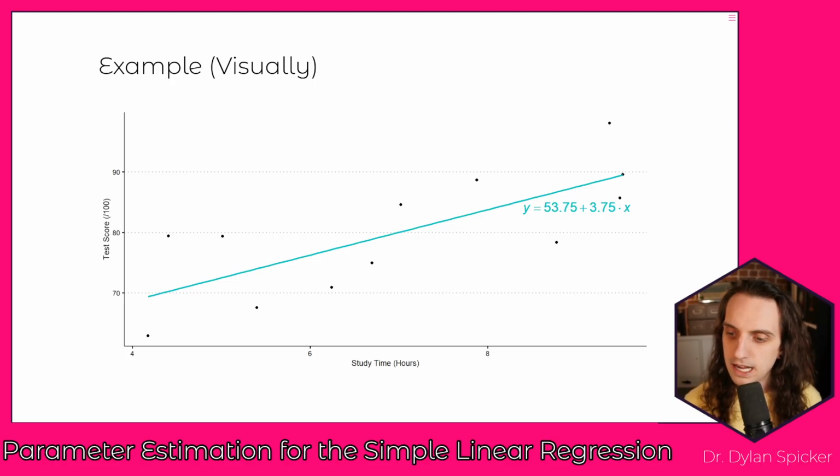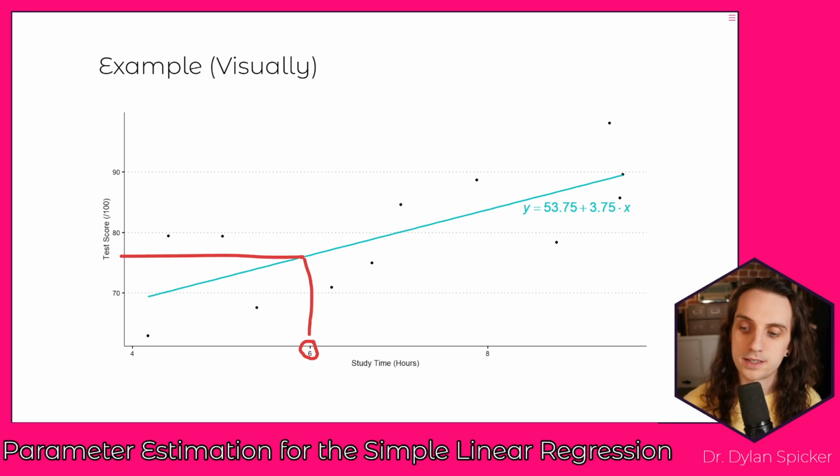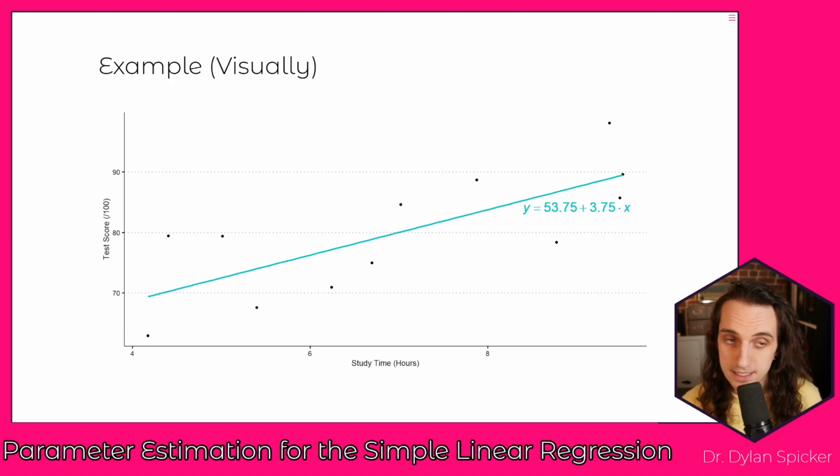And so on average, if you wanted to know what someone who studies 6 hours should expect to get, we say we're going to be around here, we come over and say that's probably around a 75, right? And if you wanted to know exactly, we could plug in a 6 for x here. That's going to be the general idea in this case.